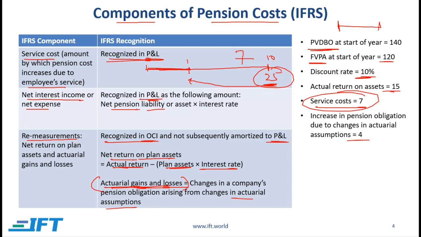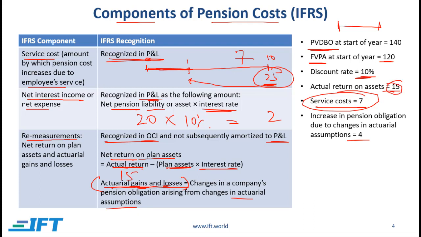Then the next component is net interest income or net expense. This is the net pension liability, and notice here the net pension liability is 20. So that's 140 minus 120. We have the net pension liability multiplied by the interest rate, which is 10%. So multiplied by 10%, this gives us 2. Then we have the net return on plan assets.